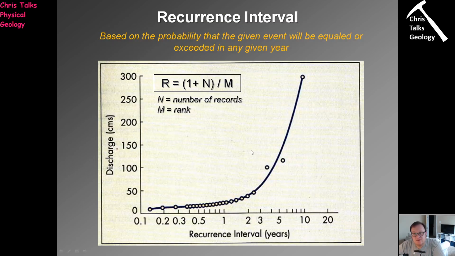So we also need to think about something which is called the recurrence interval. This essentially says how often a flood will occur. It's based on the probability that a given event will be equaled or exceeded in any given year.